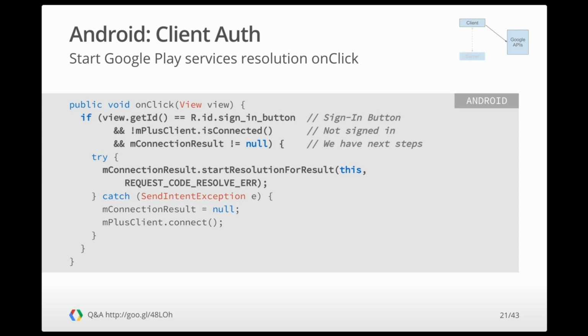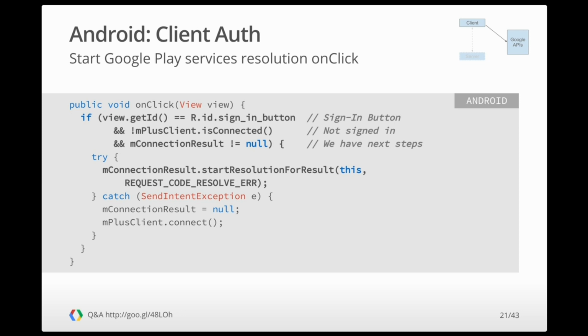Now, when a user clicks the Sign In button, that's when you try and actually complete the steps necessary to sign in. You make sure that the user clicked the Sign In button, that we haven't already signed in, and that we have a connection result. This connection result was that object we stored, and it contains an intent that does everything that's necessary to get the user signed in. You don't even have to worry about what all those details are, because Google Play Services handles all of that for you. The only thing you have to do is ask Google Play Services to do it.